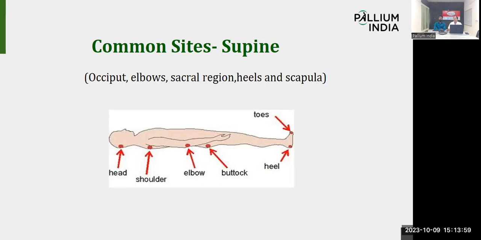Common sites: we can look into the first position, that is supine. In the supine position, mainly the head, that is the occiput area, then the shoulder region, elbow region, buttocks region, heel region, and also the toes are affected when the patient is in a supine state for more than 2 to 3 or 4 hours. So we have to check these areas for impaired circulation.